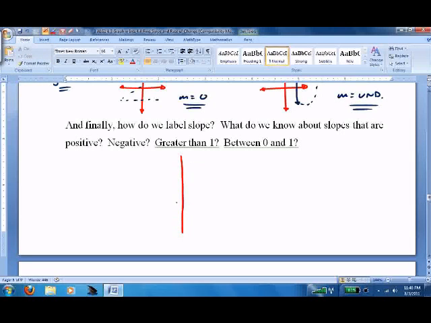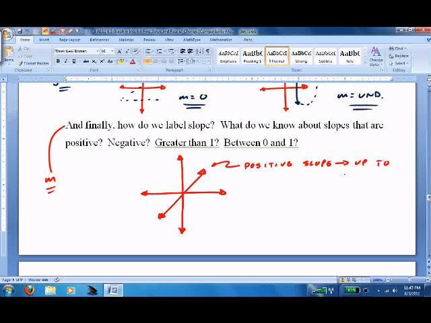How do we label slope? Well, we use the m. And what do we know about slopes that are positive? Positive slopes are always up to the right. Negative slopes are down to the right. Some people want to say up to the left, but just keep it all to the right so you can keep it straight. I always go through this because if you do a problem and you find you have a positive slope, but your line is going down to the right, please fix it.